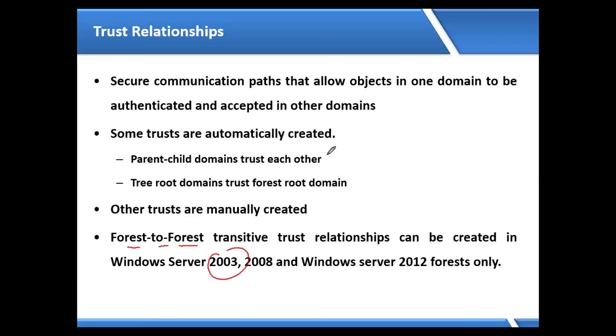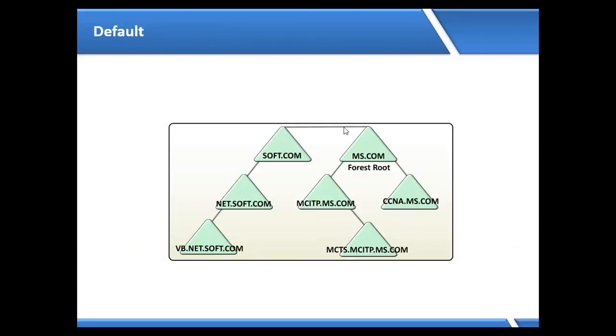As I said, there are different types of trust. The first type is called default trust. Now we have a forest here. You can see there are multiple domains, child domains, like this. Maybe I have a user here who wants to log into this domain. According to our discussion, if a user from one domain wants to log into another domain, we need a trust. Then only he can log in.